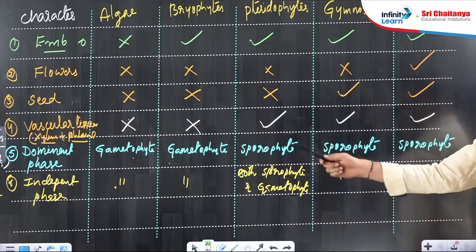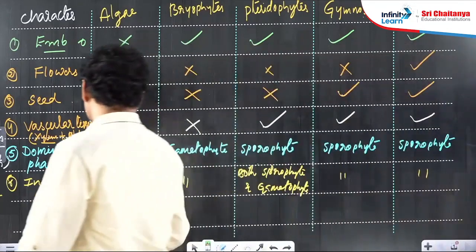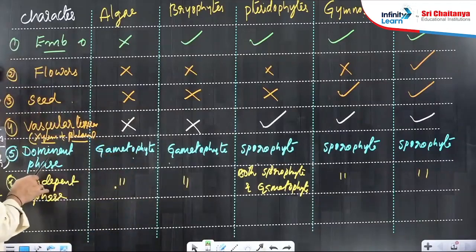Sporophyte is both the dominant phase and the independent phase. In the life cycle, sporophyte is the dominant as well as independent phase.